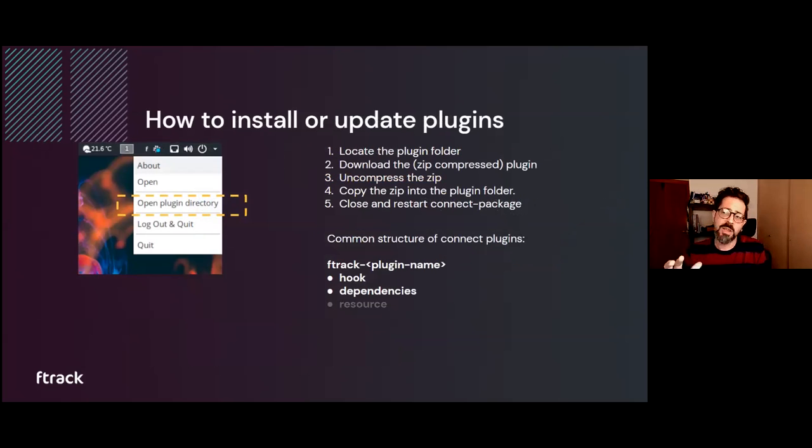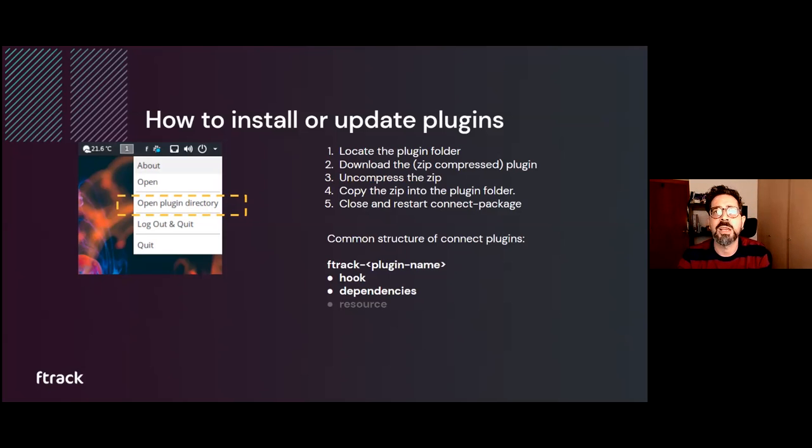Once you have downloaded the plugin, whether it's from the showcase page, the forum, or you have built it yourself, what you will end up with is a zip file. First things first, you're going to locate the plugin folder through the open plugin directory, take your zip, uncompress it, and drop it into the plugin folder. At this point, you can close and restart Connect for it to pick it up.